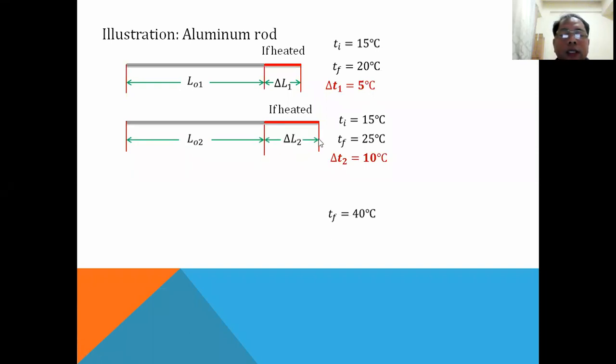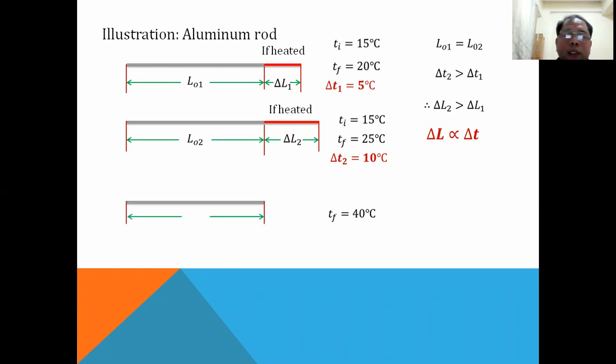So the change in length basically is directly proportional to the change in temperature. So greater temperature means greater change in length. Delta L is our change in length, and it is directly proportional to the change in temperature.